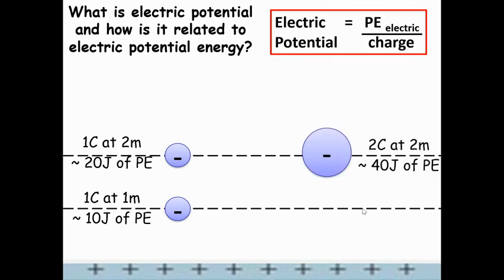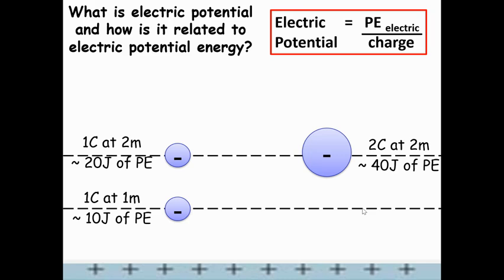But again, let's see what happens when we double the amount of charge. If we put 2 coulombs of charge 2 meters away from that positive plate, we've effectively doubled the electric potential energy, just like we did in the previous problem by increasing mass. Well, now we have a negative charge that has double the amount of charge as where we started. And at the same location, we can see one has 20 joules of potential energy, the other has 40 joules. So by doubling the charge, we've doubled the potential energy.